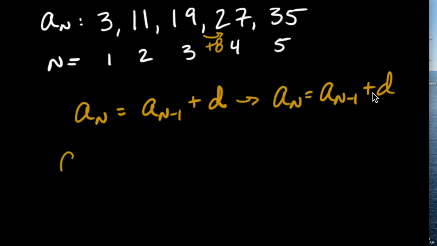Let's see if we can find a sub 5. See if our formula works. To find the value at 5, we would take the value to the left, which is the value at 4, and add the common difference, which is 8, and we get 35.